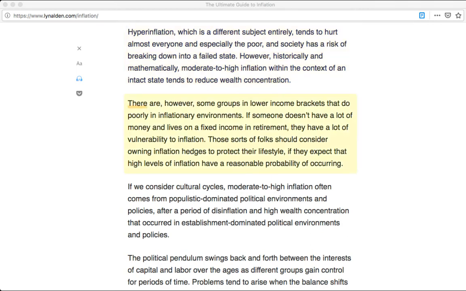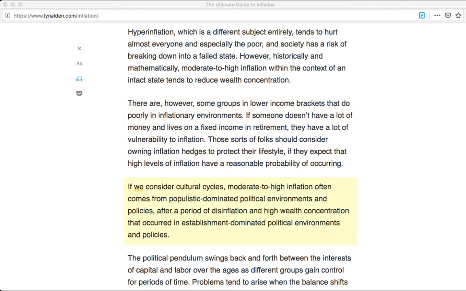There are, however, some groups in lower income brackets that do poorly in inflationary environments. If someone doesn't have a lot of money and lives on a fixed income in retirement, they have a lot of vulnerability to inflation. Those sorts of folks should consider owning inflation hedges to protect their lifestyle, if they expect that high levels of inflation have a reasonable probability of occurring.